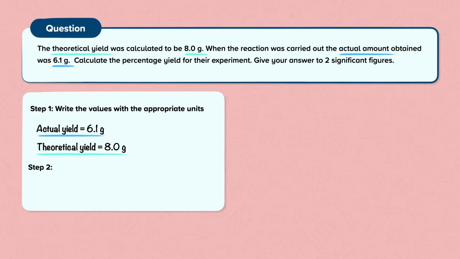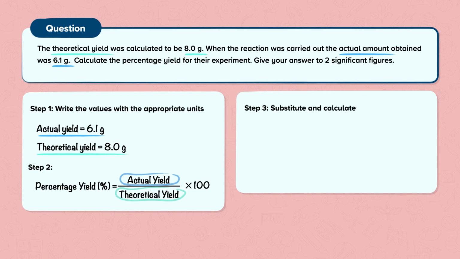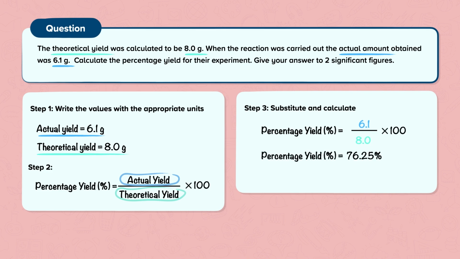Next, we state the formula that links percentage yield, actual yield, and theoretical yield. Finally, we substitute the values into the formula. This gives 6.1 divided by 8 multiplied by 100, which is 76.25%. So that is the percentage yield for this reaction.